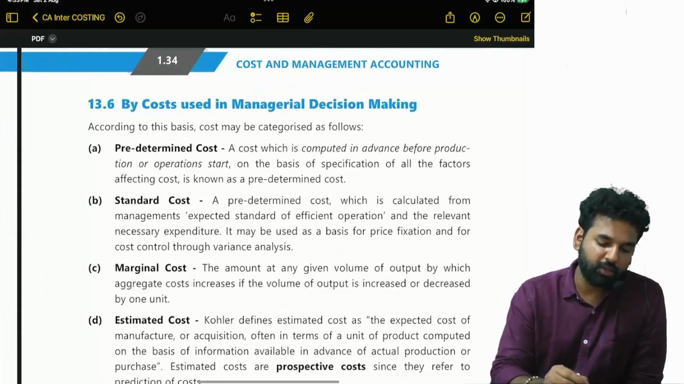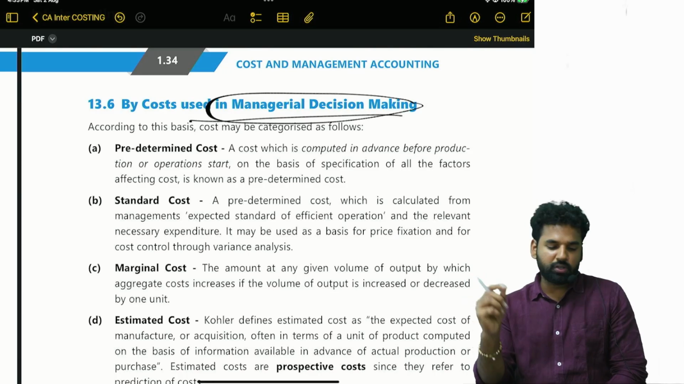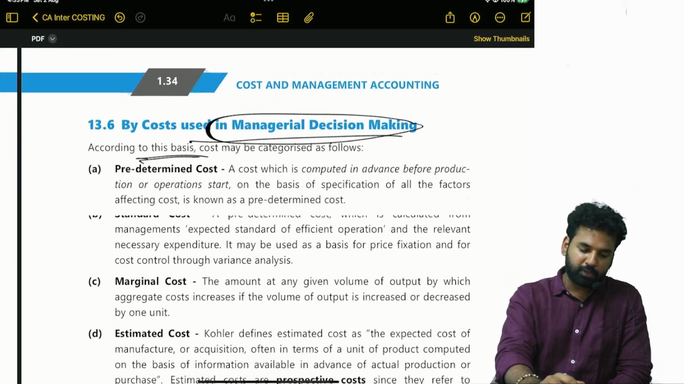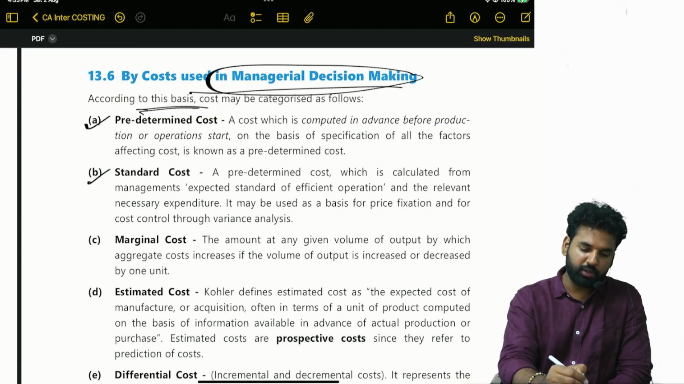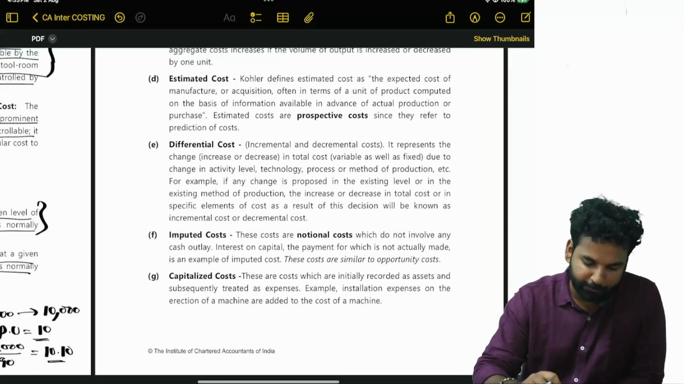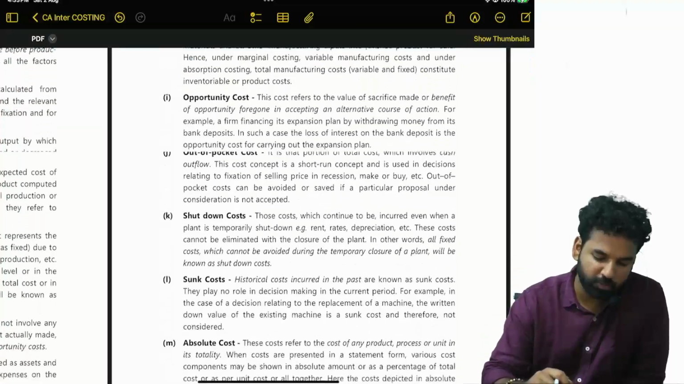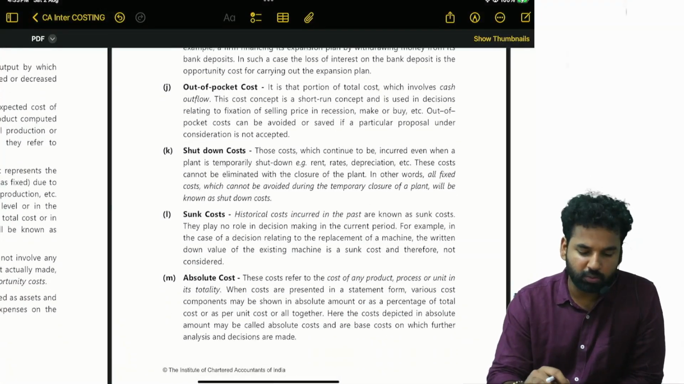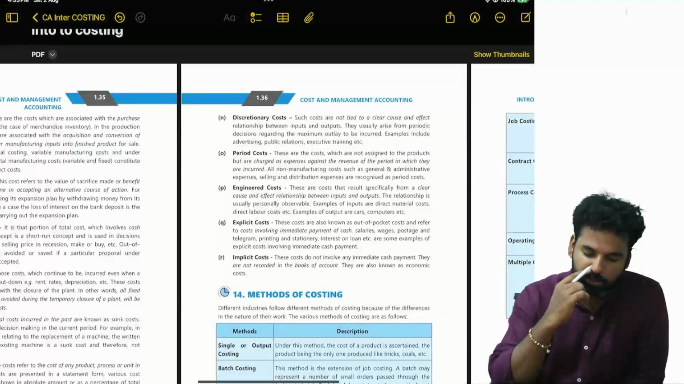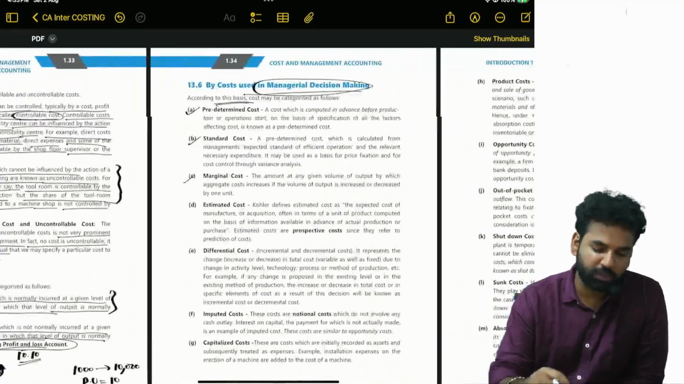Next, costs used in managerial decision making. According to the usage basis, there are different costs: predetermined cost, standard cost, marginal cost, estimated cost, differential cost, imputed cost, capitalized cost. Next, product cost, opportunity cost, out of pocket cost, shutdown cost, sunk cost, absolute cost. Next, discretionary cost, period cost, engineered cost, explicit cost, implicit cost. So we have different costs.